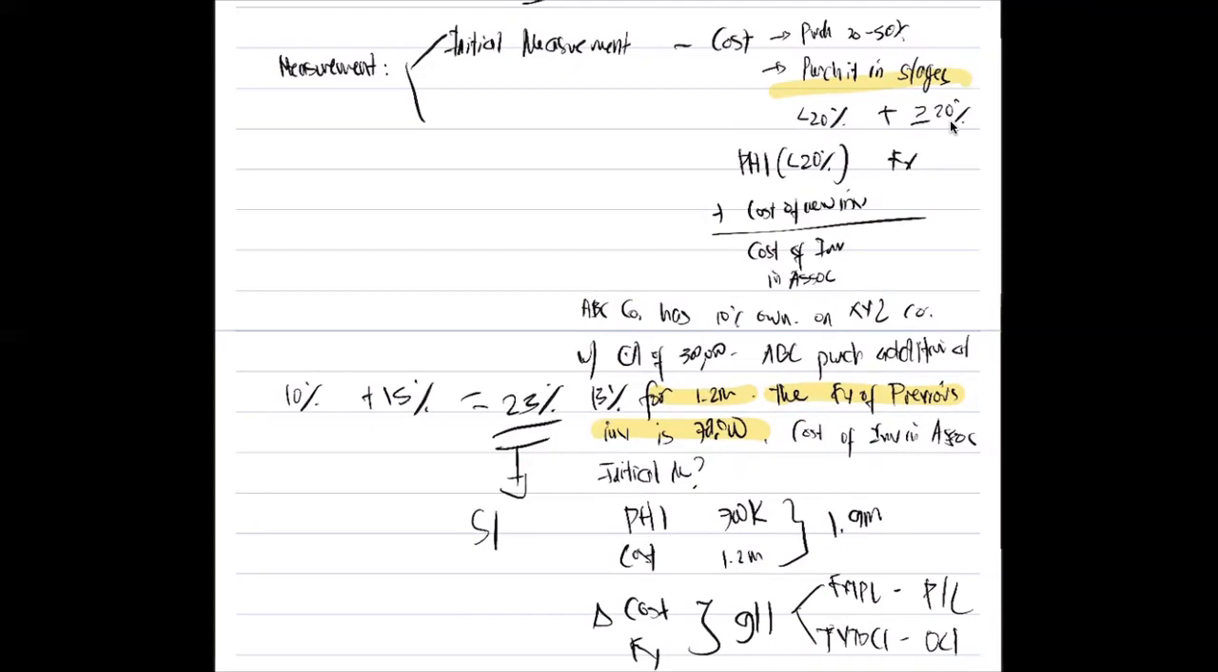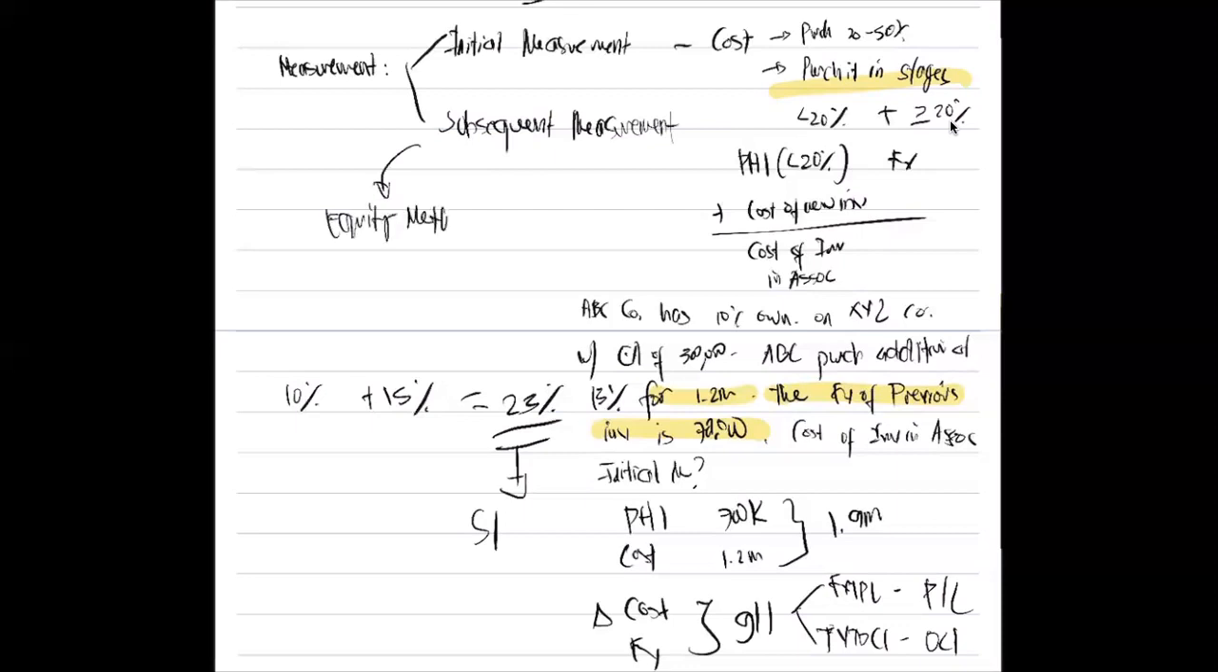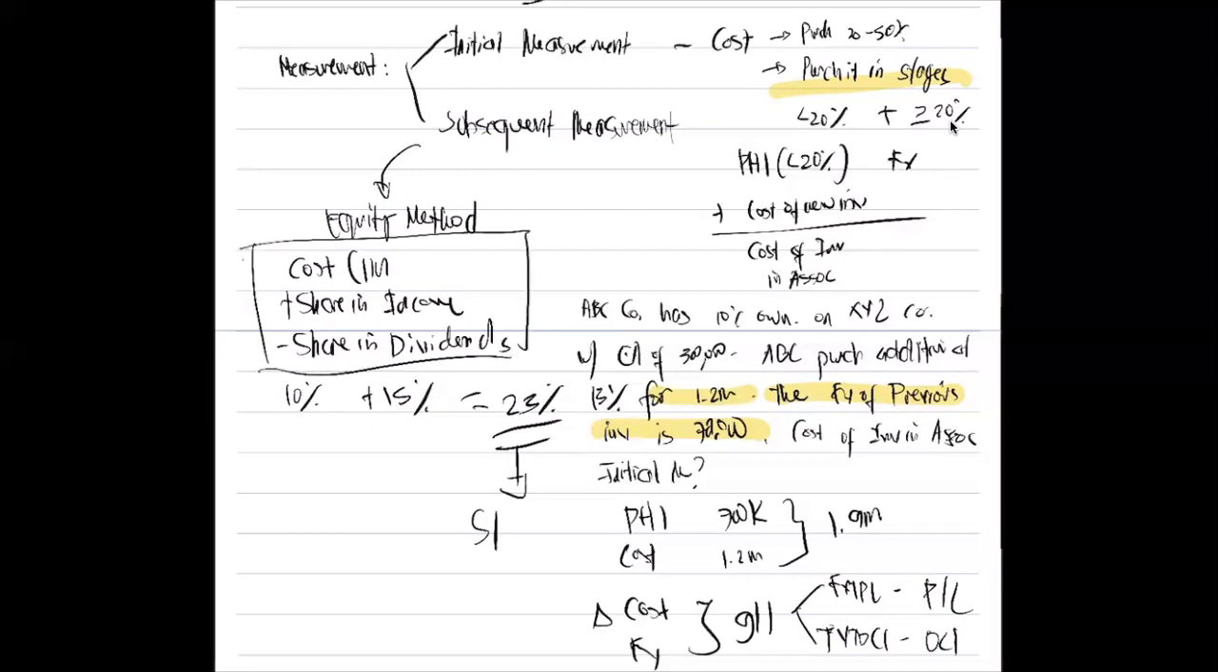Next, we talk about your subsequent measurement. Under your subsequent measurement, we use your equity method. Under the equity method, we get your cost first, or your initial measurement, plus your share in income, less your share in dividends. So we have these three items that we look into: cost as your initial measurement, share in income, and share in dividends.